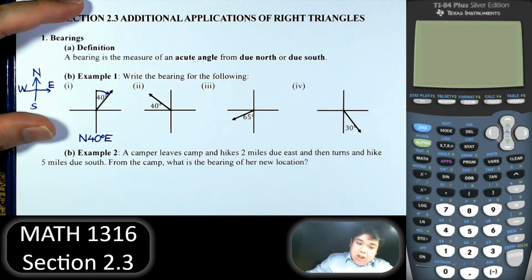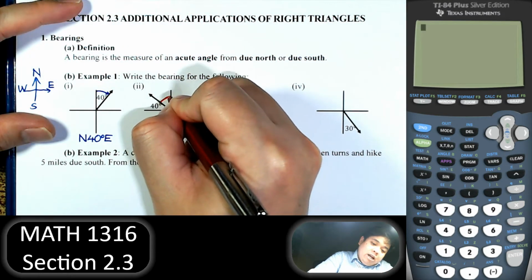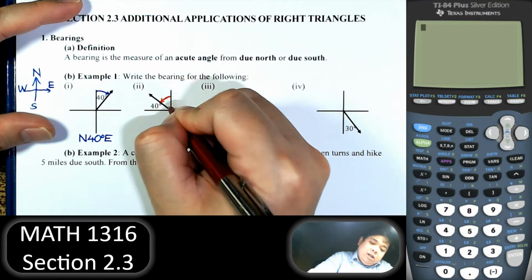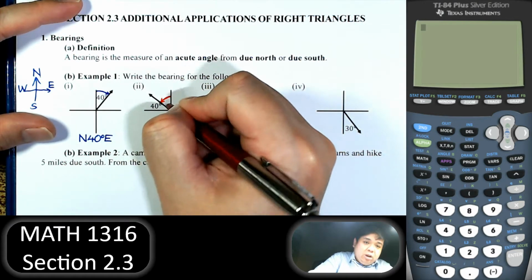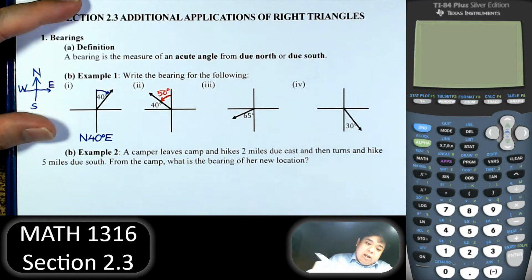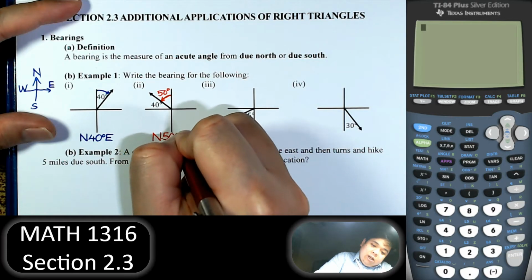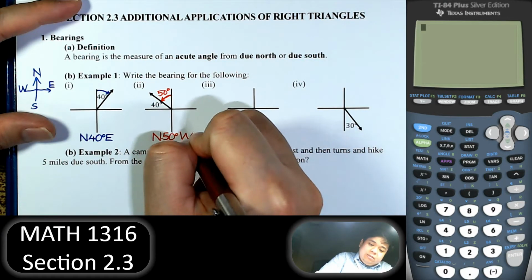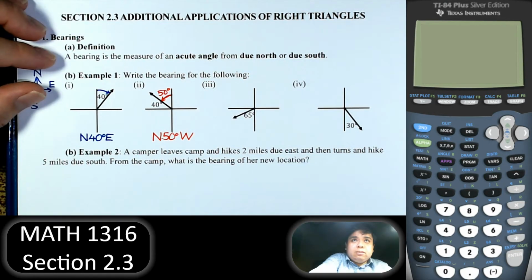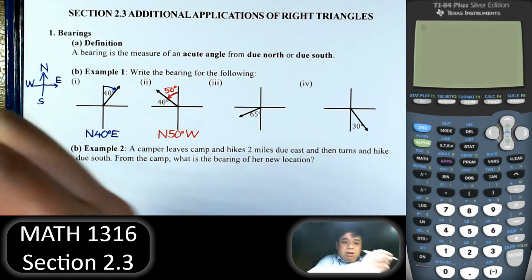Next, the bearing has to be with respect to the north-south line. So I have to find this angle: 90 degrees in total minus 40, so that's 50 degrees. The bearing of this one is: start from north, go 50 degrees on the west side. The bearing is with respect to the north or the south line.